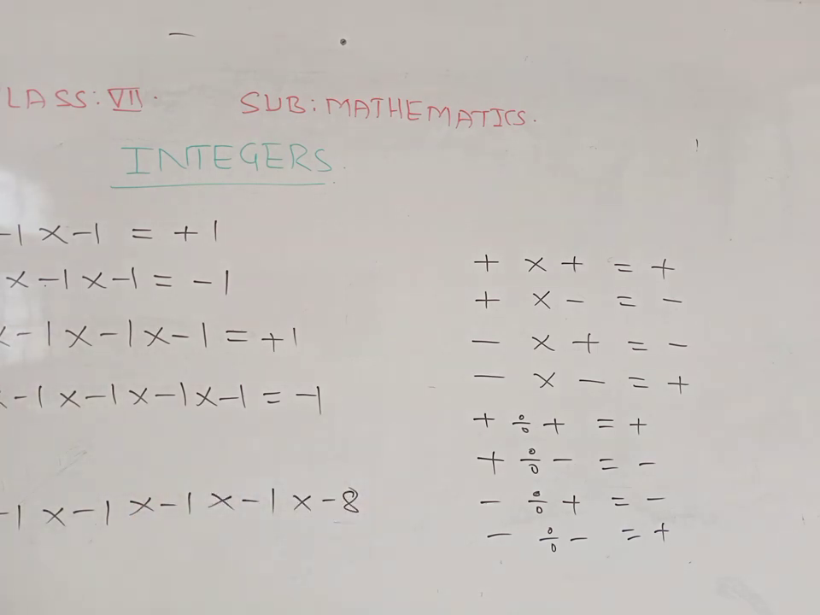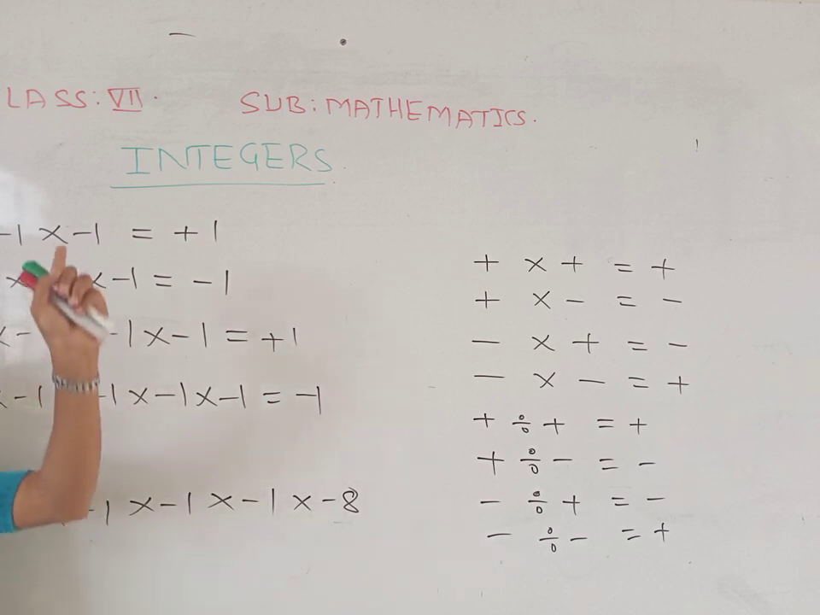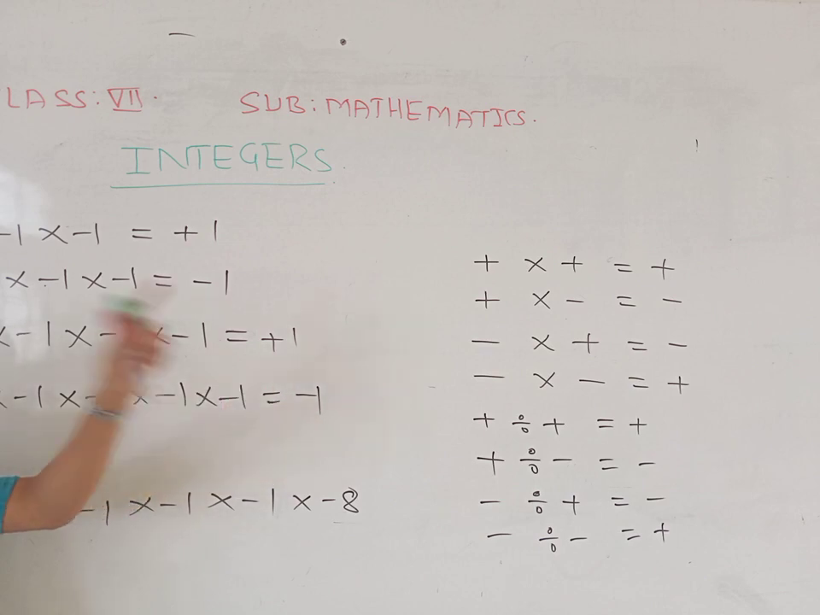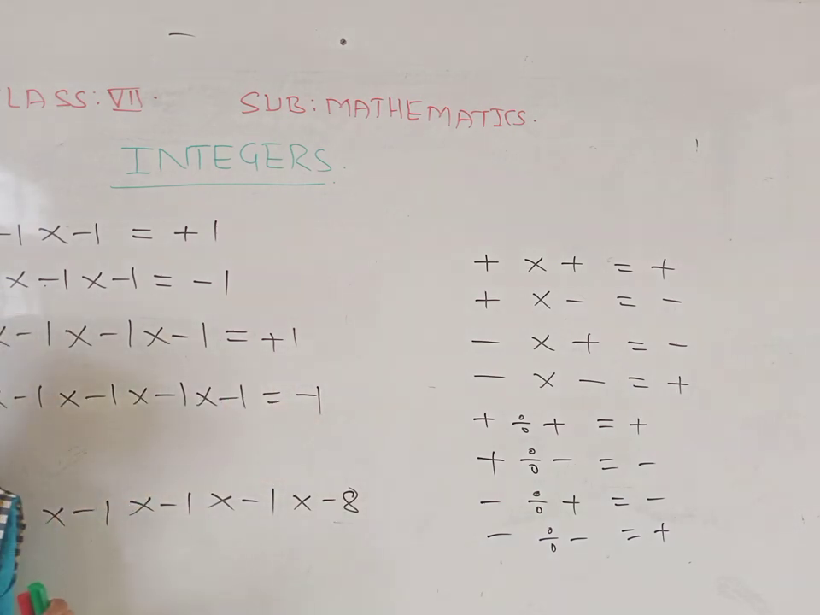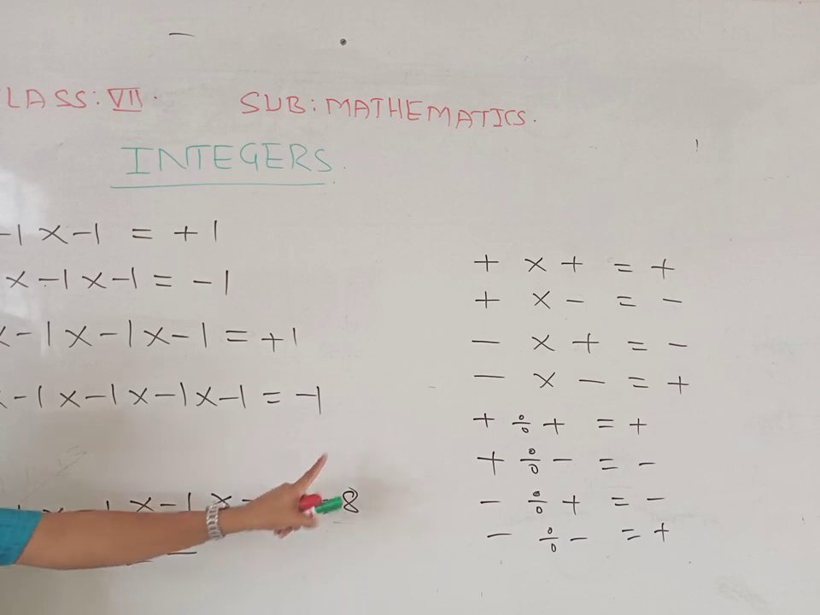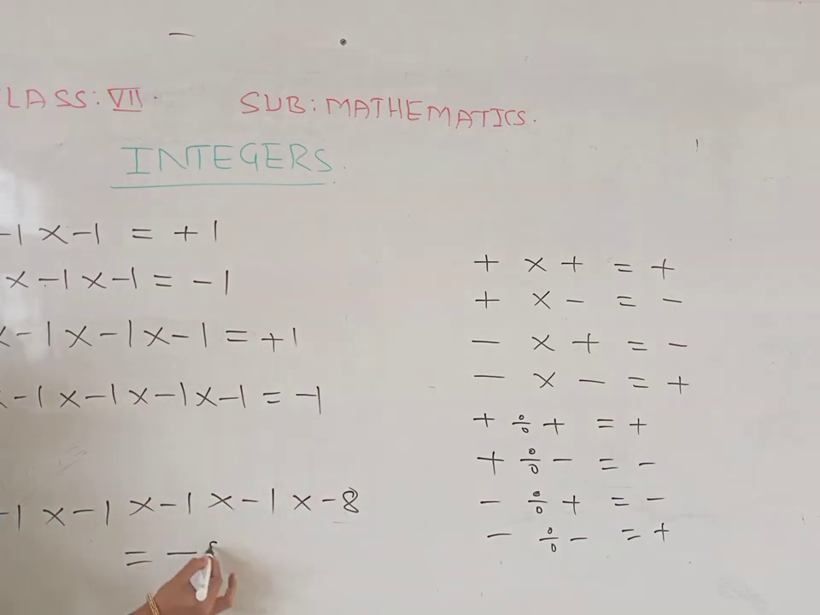Next, if the product is minus 1, minus 1, minus 1, minus 1 into minus 8, first while observing the sign you have to think how many negative integers are there, whether they are an odd number of times or an even number of times. If odd, your answer is negative only. If even, positive. First you count 1, 2, 3, 4, 5. 5 means odd number of times, so your answer is always negative. Directly you can write it.